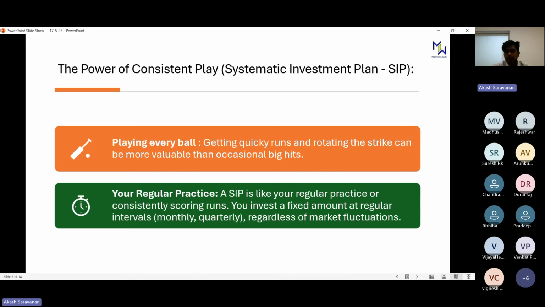Here, let's look at how SIP and rotating strikes, that is playing singles on each and every ball, contribute to the overall improvement of your portfolio. To maintain a good run rate, you need to score a lot of singles, ones and twos, right? It's just like that.